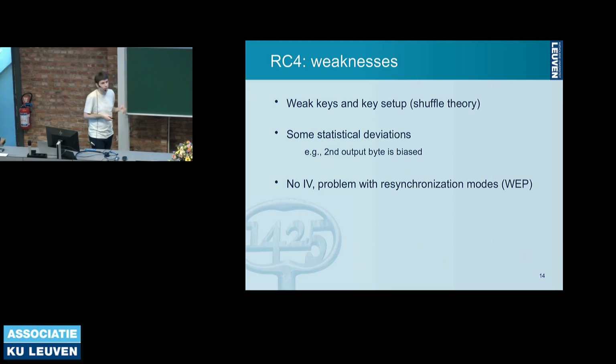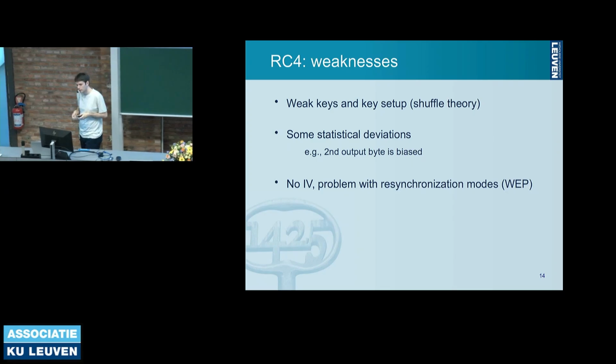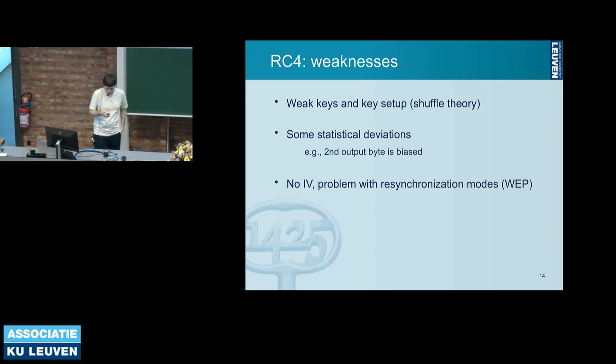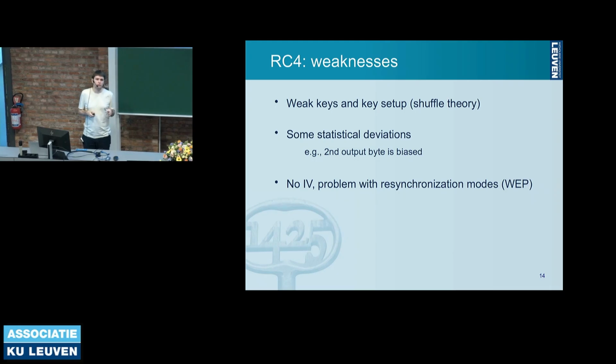Because if you're going to XOR this to the message, if it's not uniform random, you actually leak something about the message. And so there has been a lot of analysis about this, and this is actually what also led to actual attacks. But another problem is also more general.